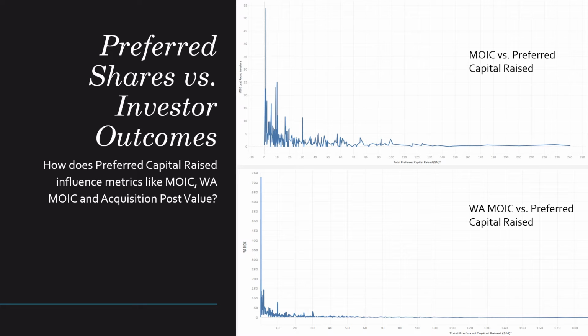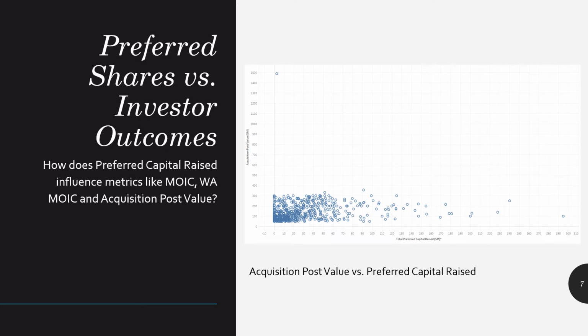The bottom chart compares WAMOIC, a similar metric, to total preferred capital raised. The result is quite similar, with a bit less variation. Finally, we examined acquisition post-value as compared to preferred capital raised. There is very little correlation here compared to the previous two metrics. Of note are the two outliers on the far ends of each axis. These may need to be removed and could be causing significant skews in our data. Overall, both MOIC metrics certainly have an influence when it comes to investor outcomes, but acquisition post-value doesn't necessarily have a say in the result of an investment.